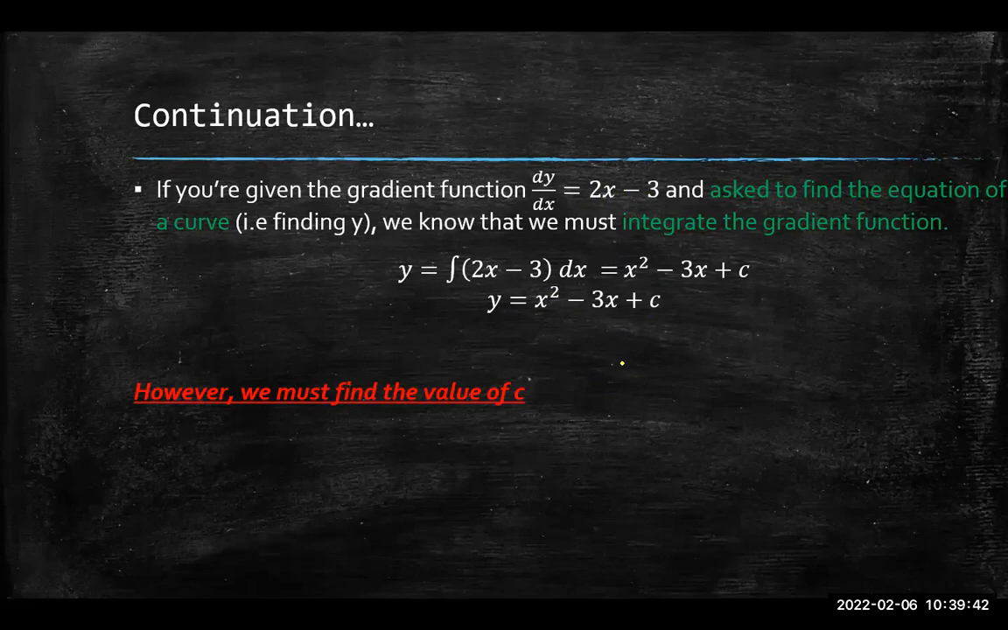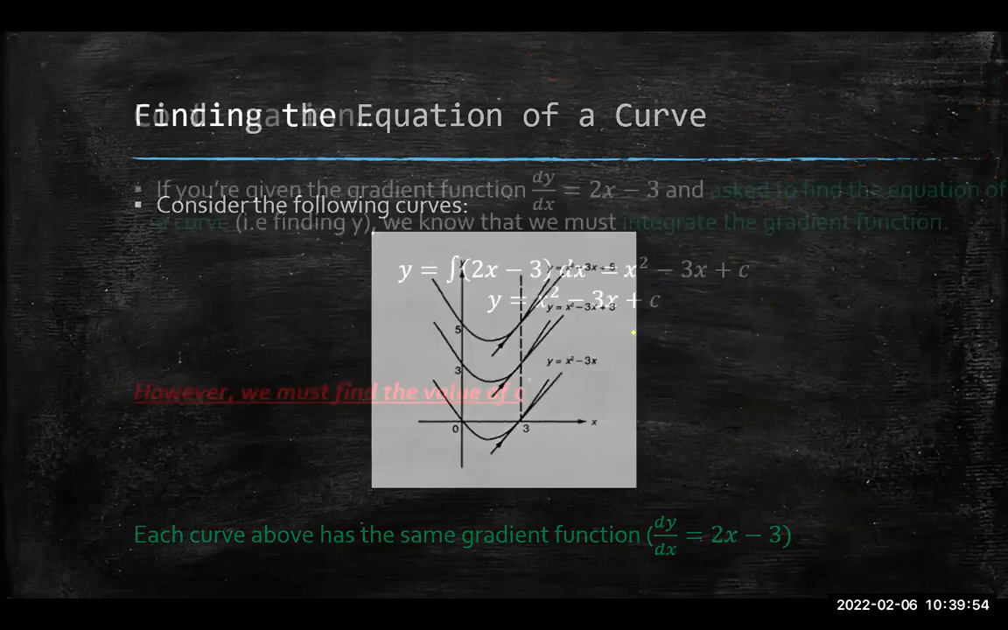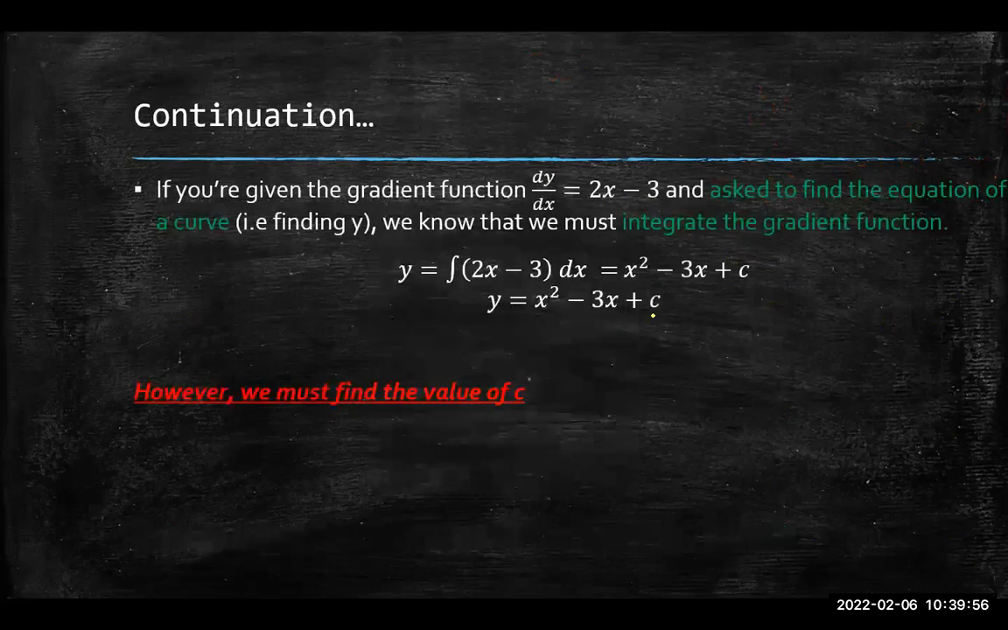Why? In this case, they're asking me for the exact equation of the curve, which means I need to find this constant as well. That's why I said it's a problem, because we don't have the constant here. What is the constant? That is what we need to find.